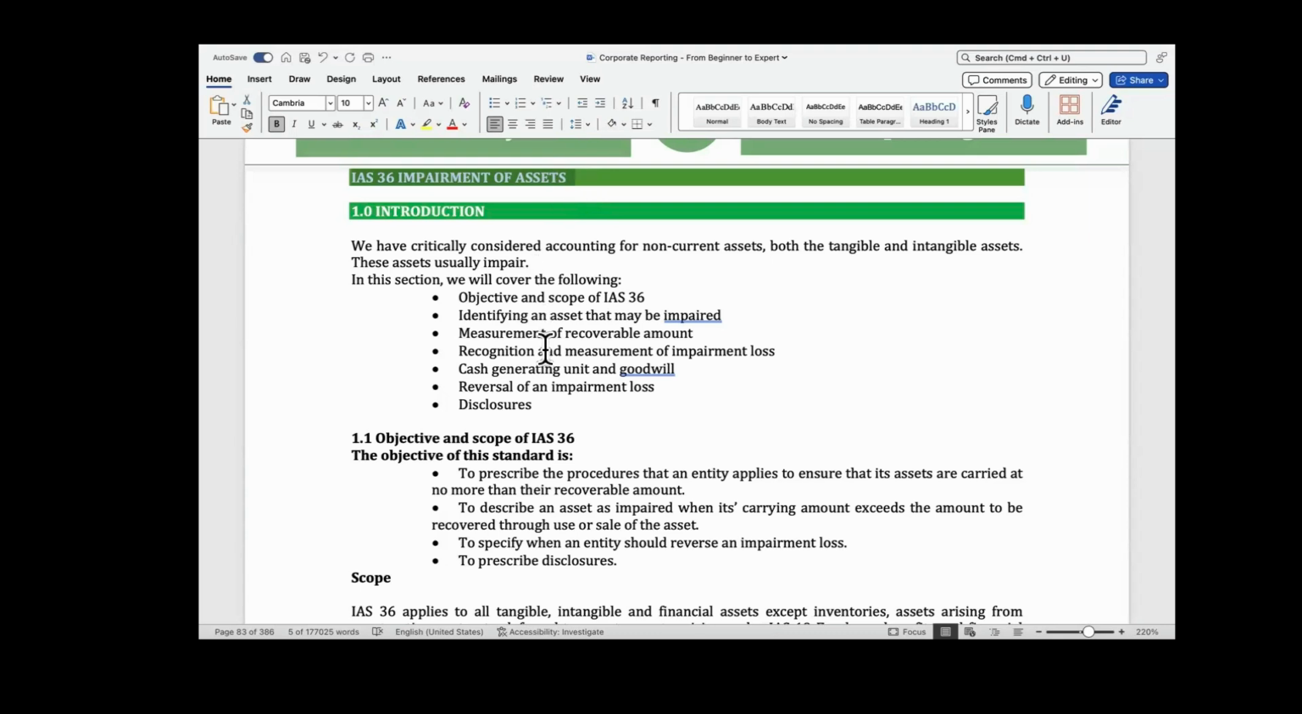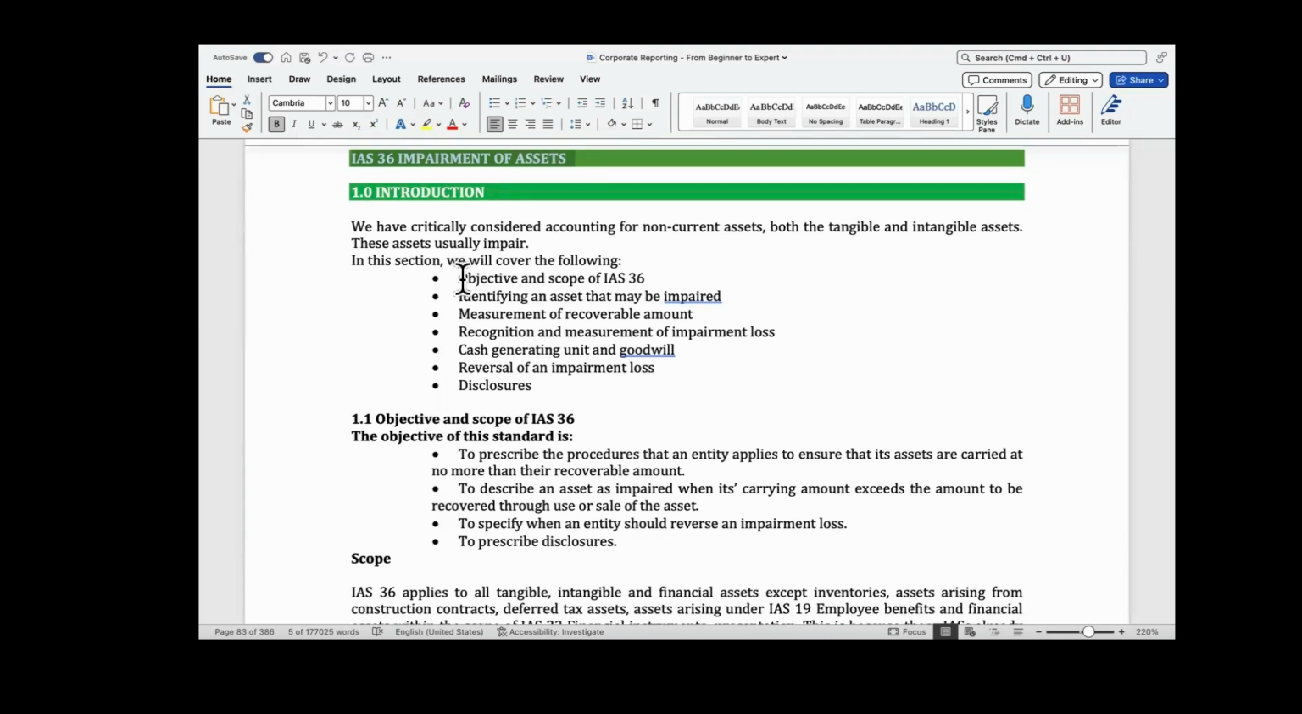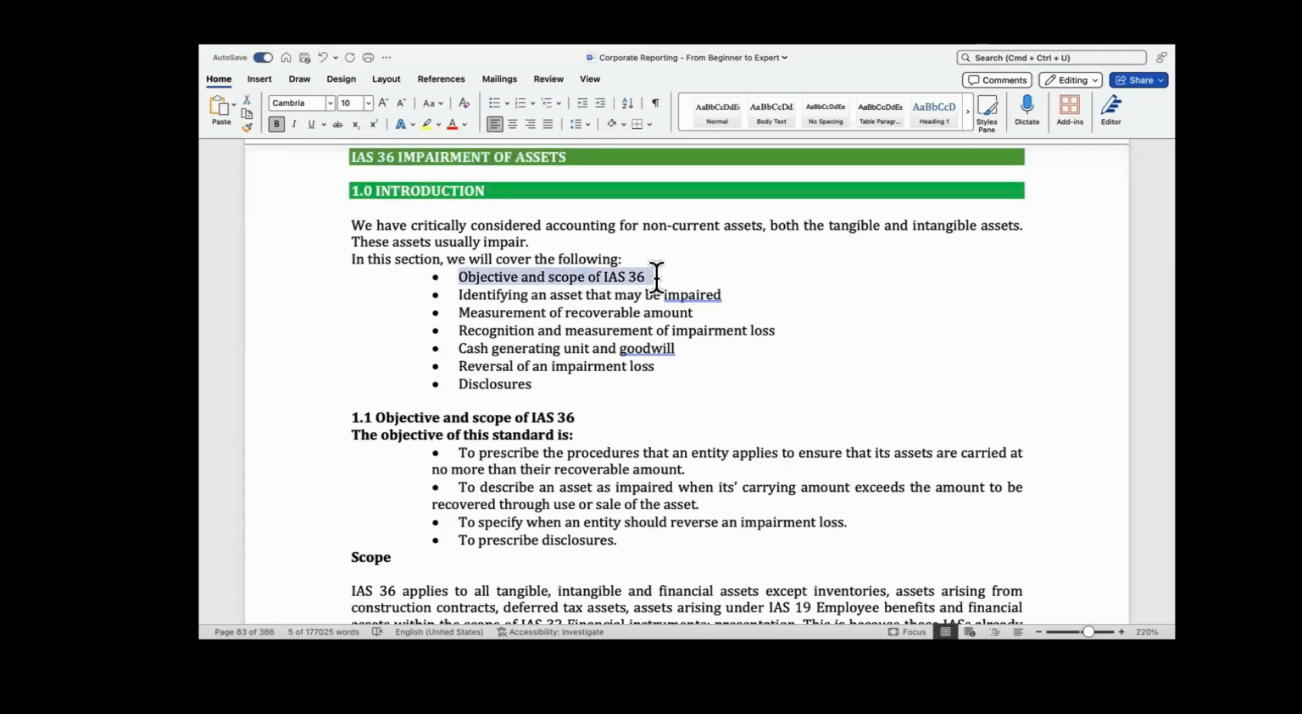And majorly, in this standard, what we are supposed to know, of course, is the objective and scope of IAS 36, then more importantly, how to identify that an asset has been impaired and how to measure recoverable amount, then recognition and measurement of impairment loss, then cash generating unit and goodwill, then reversal of impairment loss, then disclosures. Okay, so this is what the syllabus of IAS 36 wants us to know.